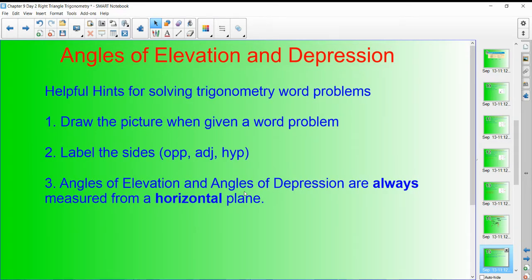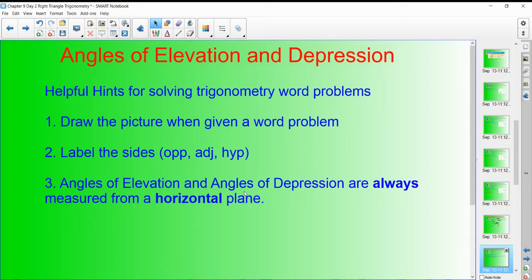Now here's some helpful hints. Okay, when you're given a word problem, you draw the picture. Most of you can solve a trigonometry problem when I just give you the triangle. Draw the triangle first.